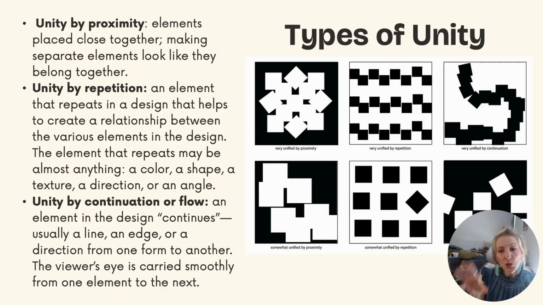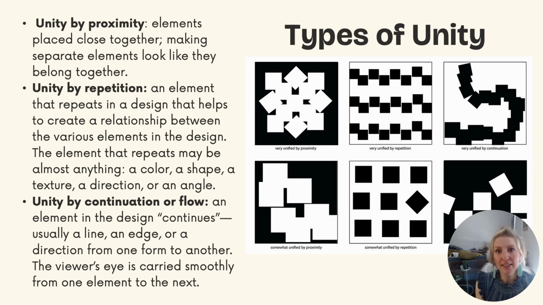Now, there are a few different types of unity that we're going to explore in this course. Unity by proximity, unity by repetition, and unity by continuation or flow. Unity by proximity, those are the images on the top and bottom of that left side of that quadrant.